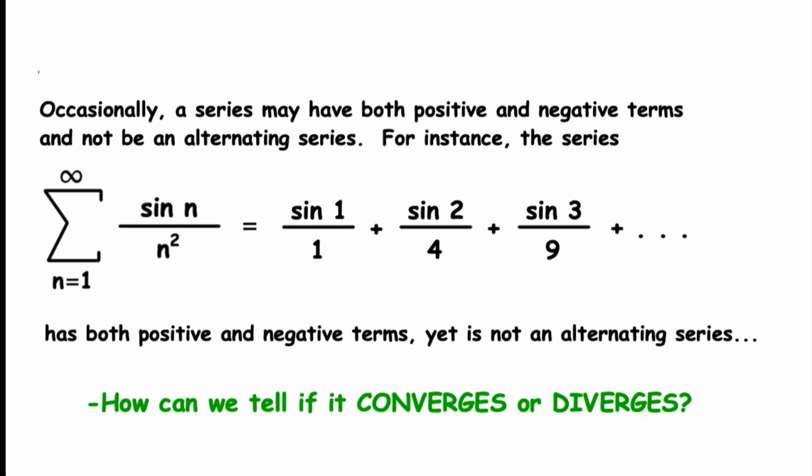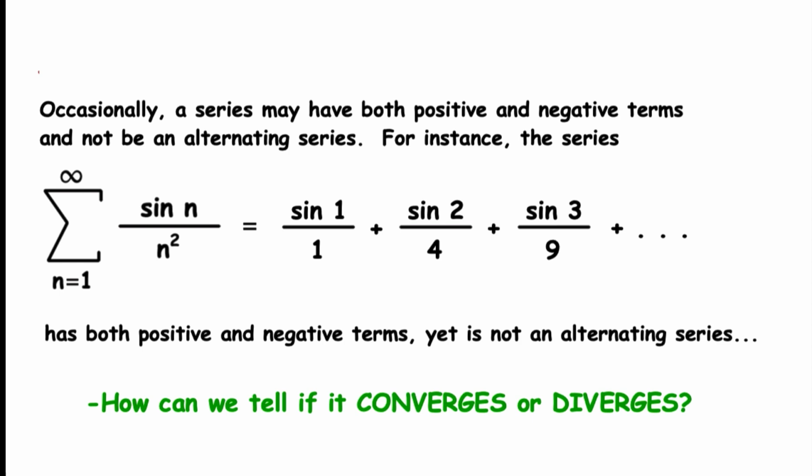All right, this will be the last one for day one. I went back to the textbook. They've got an awesome example. Occasionally, a series can have both positive and negative terms, but not alternate. Let's investigate what they gave us. They gave us the sum of sine of n over n squared. I went ahead and wrote it out, at least the first three terms, plugging in n's.